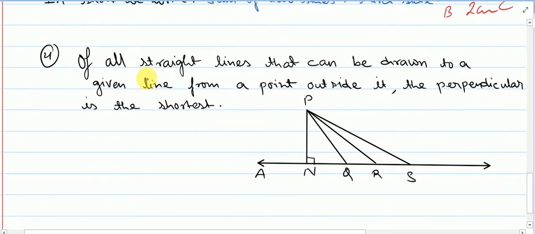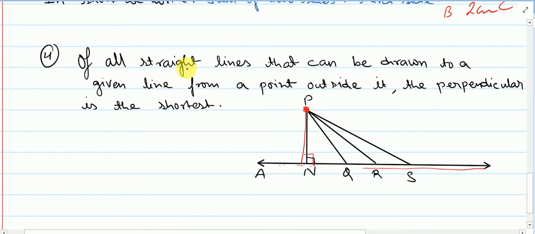And the fourth that you should remember is, suppose I have taken a straight line, this straight line A, and I have taken one point outside this line. I have not taken it on the line, somewhere away from the line. So from this point P, the closest line that we can draw to this given line A will be perpendicular.